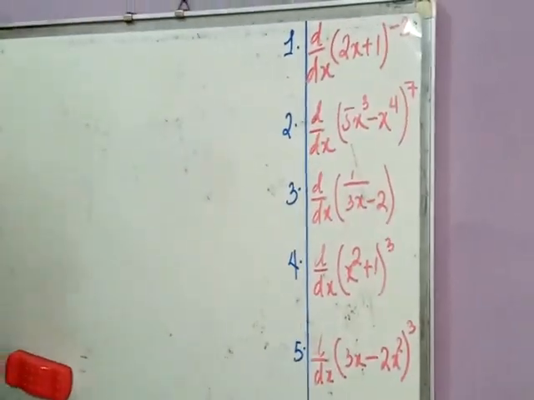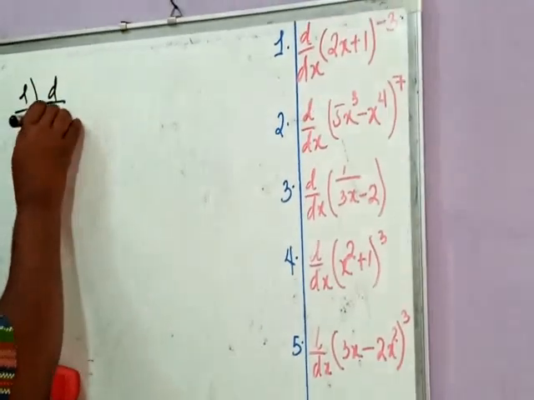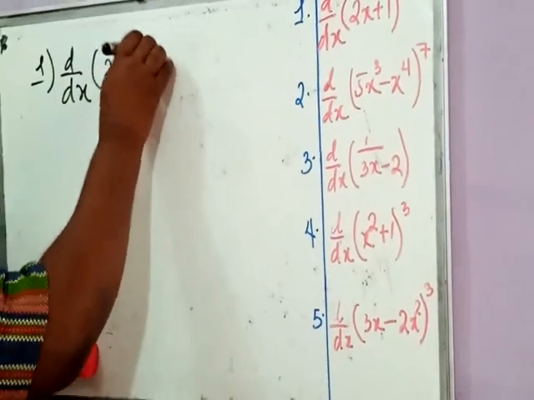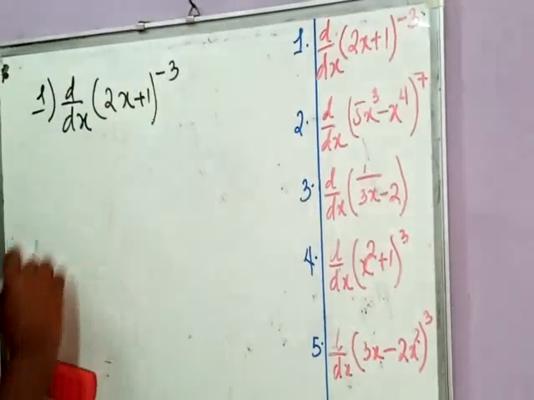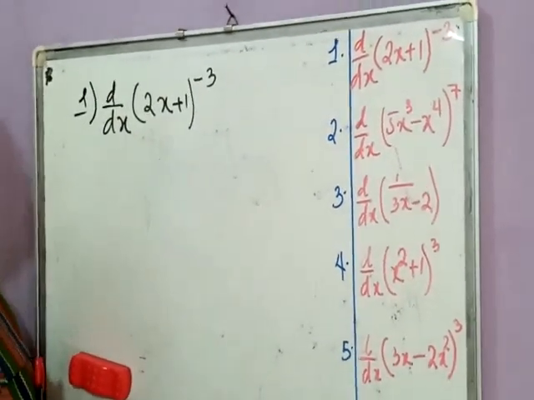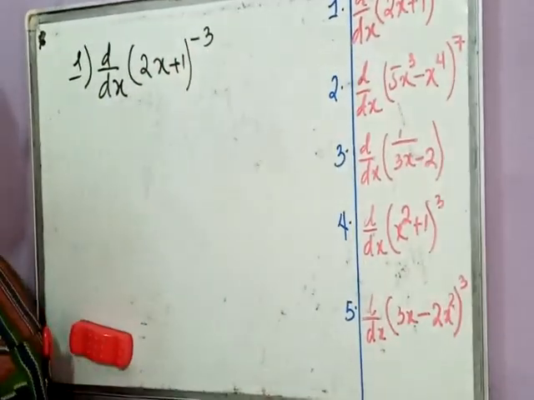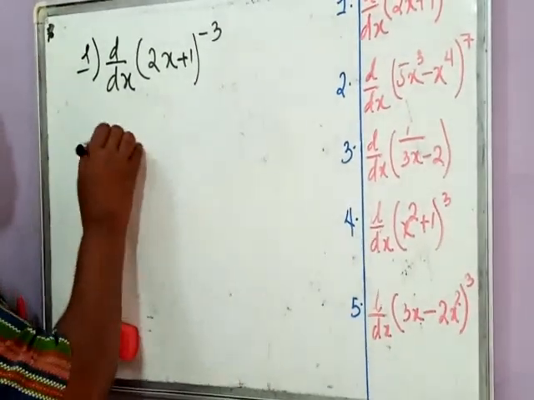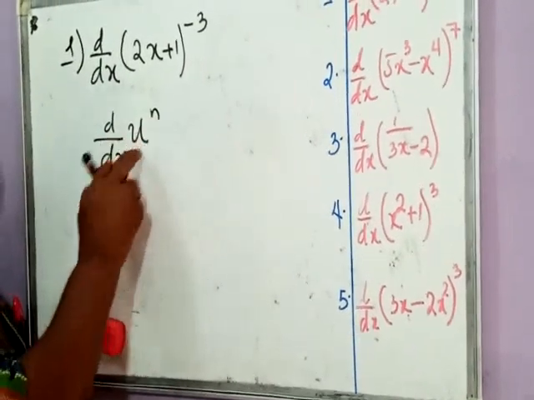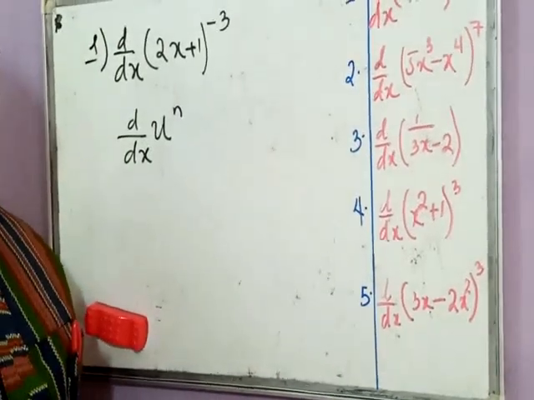Let's solve. Number 1 says we should differentiate with respect to x, 2x plus 1 raised to the power minus 3. The very first thing I do when I have such a problem is to recognize this is the inside and that is the outside. Generally, whenever you are differentiating a function with respect to x, we have u to the power n, where u is a function of x, a differentiable function.